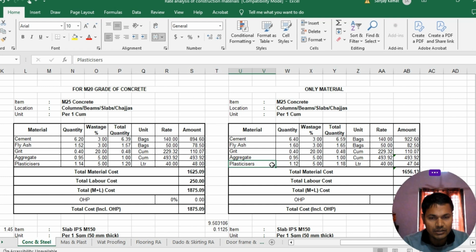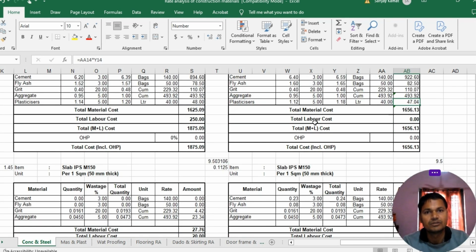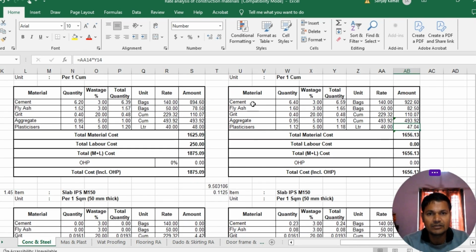And as I told you before, plasticizer is a liquid, so you have to write the unit as liter. The rate of plasticizer is 40, and the amount of plasticizer is 47.04. The price of materials will increase or decrease year by year depending on the manufacture date or the market price. So it will vary year by year, and this is up to you.